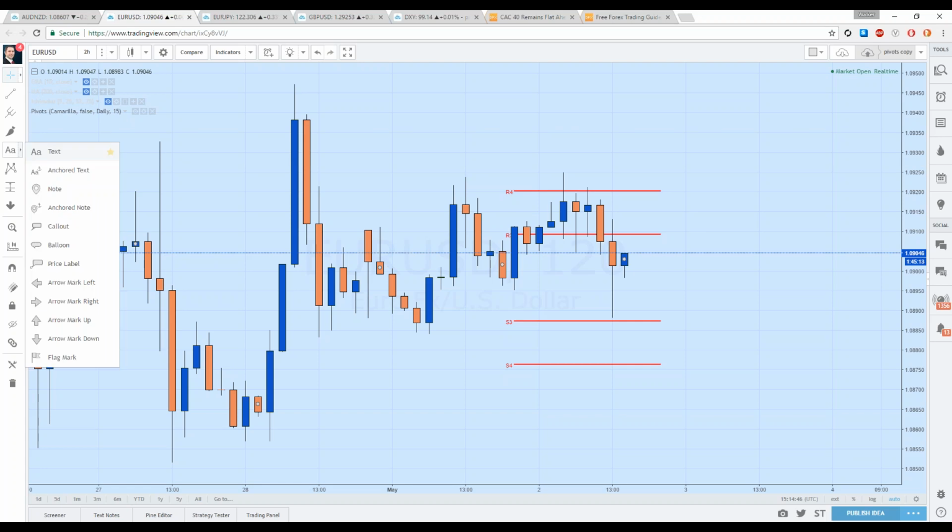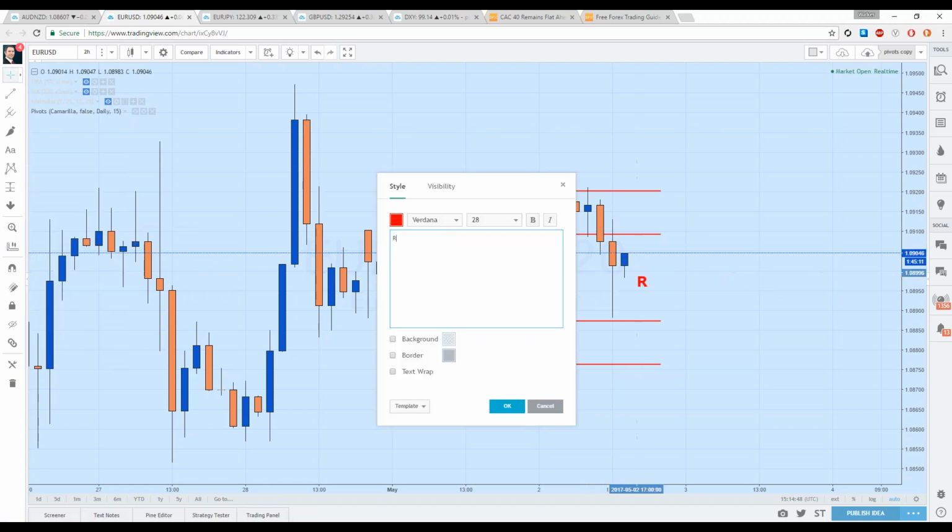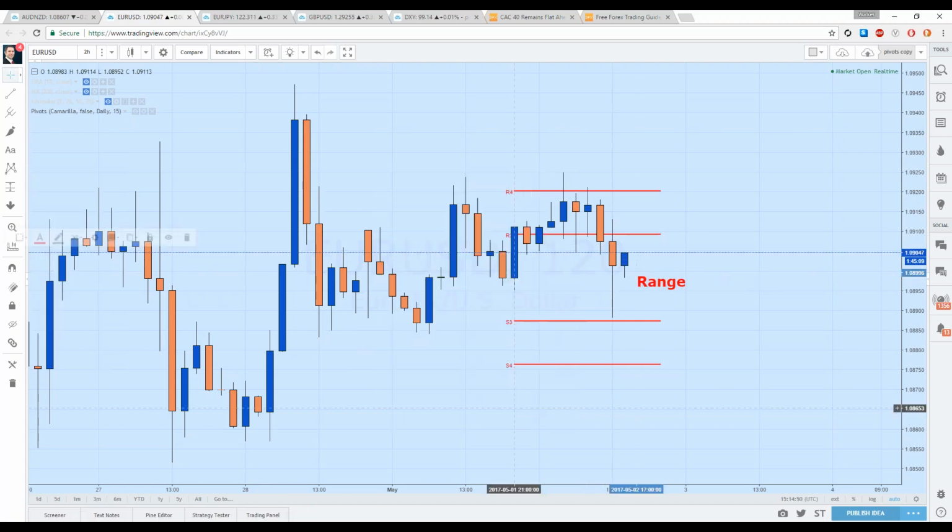Now, last but not least, the final area that we need to talk about is going to be the trading range. Based off of the calculation of Camarilla pivots, price action is always going to start in the middle of R3 and S3. No ifs, ands, or buts about it. That's how it's calculated. This is going to comprise my trading range.